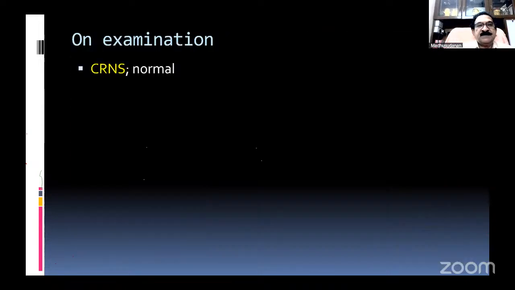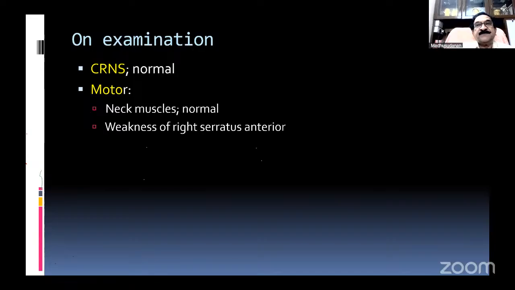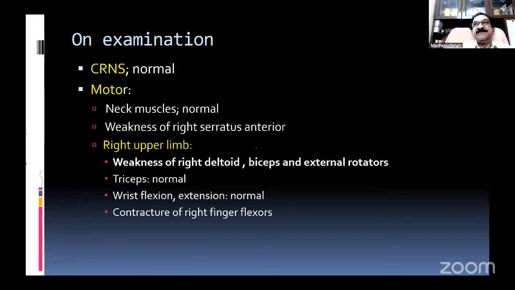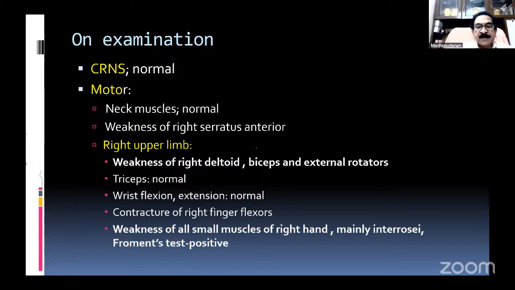On examination, cranial nerves normal, motor neck muscles normal. Weakness of right serratus anterior. Right upper limb: weakness of right deltoid, biceps and external rotators. Triceps is normal. Wrist flexion and extension normal. There is contracture of the finger flexors on the right side, and weakness of all small muscles of the right hand, mainly interossei, and Froment's sign positive.